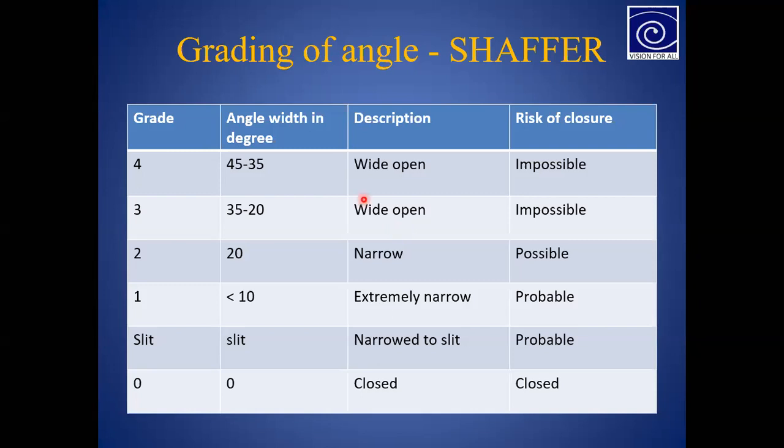If it is grade 3, then that will be considered. So in grade 3, what angle structures will not be visible? So the ciliary body band will not be visible, right?